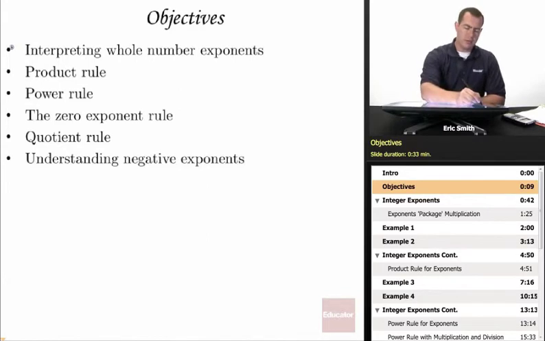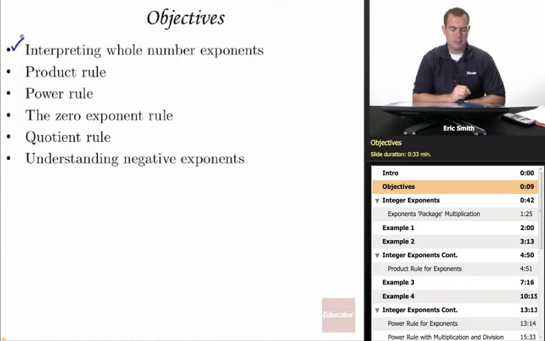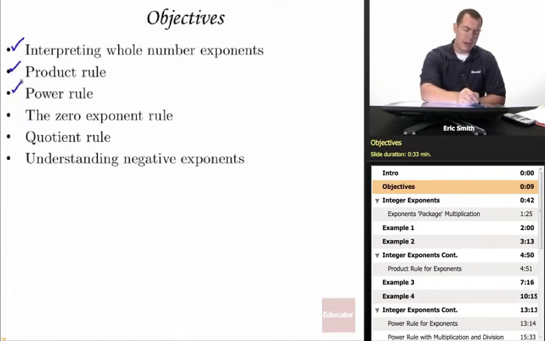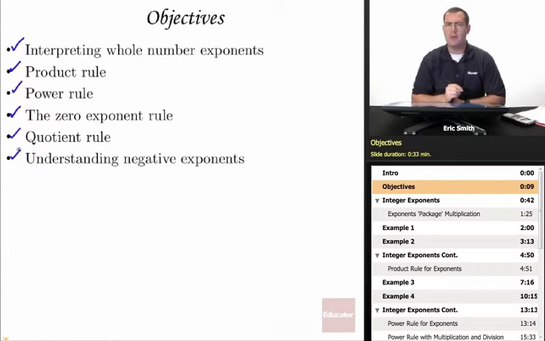We'll start off by interpreting what it means to raise something to a power when that power is a nice whole number. We'll see that we can often combine things using the product and the power rule as long as things have the same base. We'll see what it means to raise things to a zero power, and then get into the quotient rule and really getting into understanding what happens when you raise something to a negative power. So watch for all of these things to play a part.